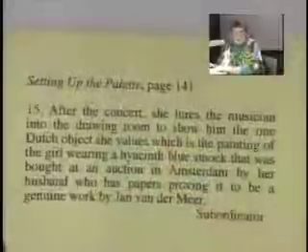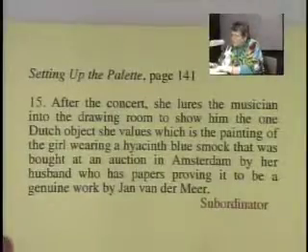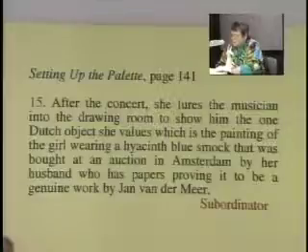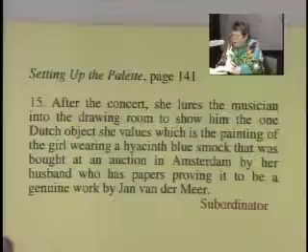Now, the concert is given, and look what happens next. After the concert, she lures the musician into the drawing room to show him the one Dutch object she values, which is the painting of the girl wearing a hyacinth blue smock that was bought at an auction in Amsterdam by her husband, who has papers proving it to be a genuine work by Jan van der Meer.